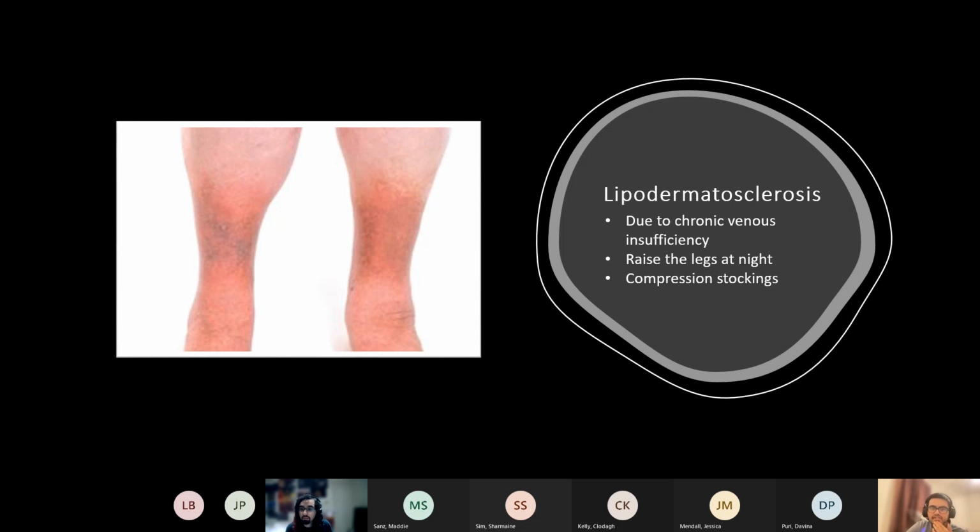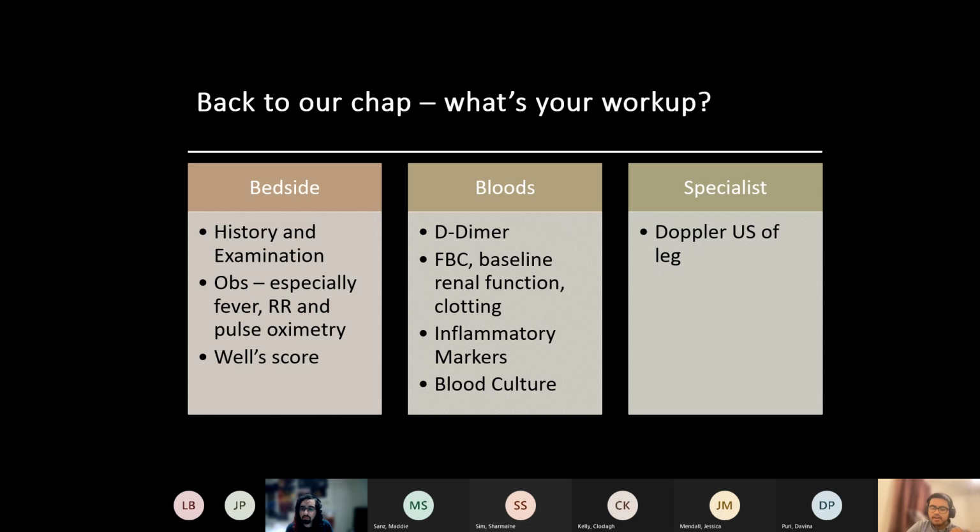Due to chronic venous insufficiency, you treat it by getting them to raise their legs at night if it's not that severe, and you can also give them compression stockings. So going back to our chap who's got a one-sided swollen leg, what's your workup? So what investigations do you want to do? Actually, not just investigations. What else would you want to do for him to figure out what the underlying cause is?